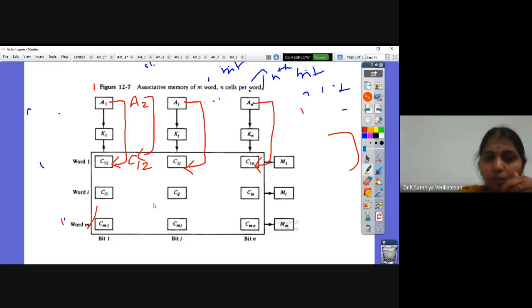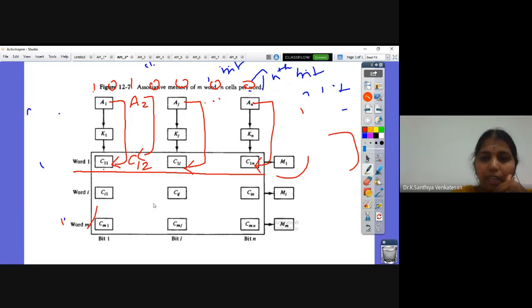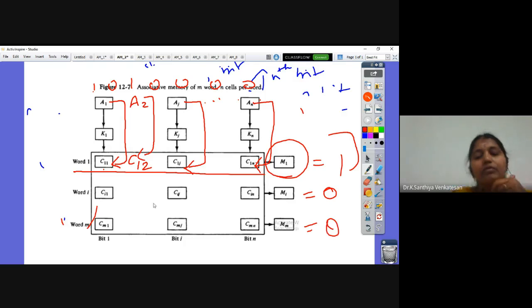So if you have 1, 0, 1, 0, 0, something like that, each and every individual bit will be compared with your individual cell. Only if all the cells are equal to 1, in that case, your match register will be equal to 1. Like your A1 should be equal to C11, A2 should be equal to C12. Similarly, your nth bit should be equal to C1n. That is the nth bit of the first word. If it is the case, then your M1 will be equal to 1. In all the other cases, your M1 will be equal to 0.